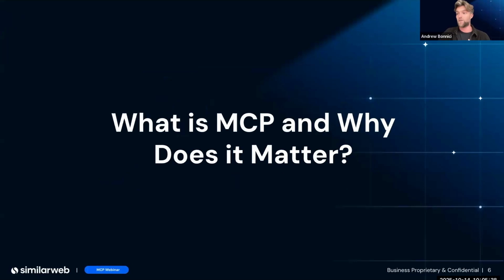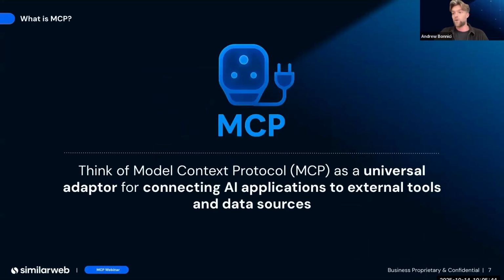So I think what we want to understand is where MCP fits into this and why does it matter? So what is MCP? You can kind of think of it as a universal adapter that connects AI applications to external data sources. It takes sources like Similarweb and makes them instantly available and usable in the AI-enabled environments you're already working in. So those could be chatbots like Claude or within AI agents.